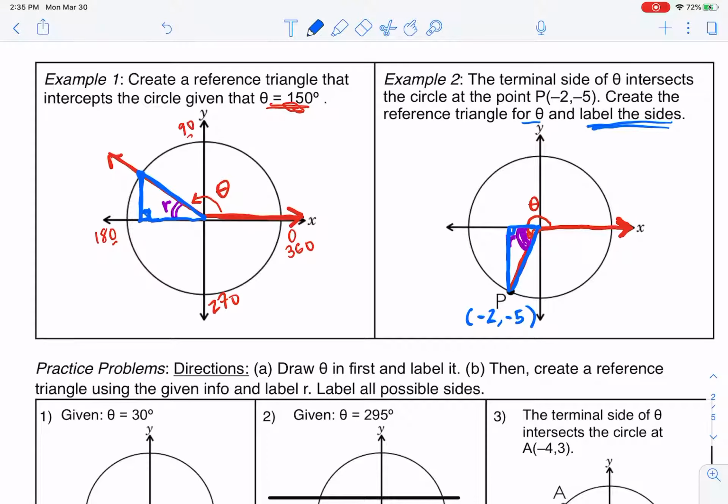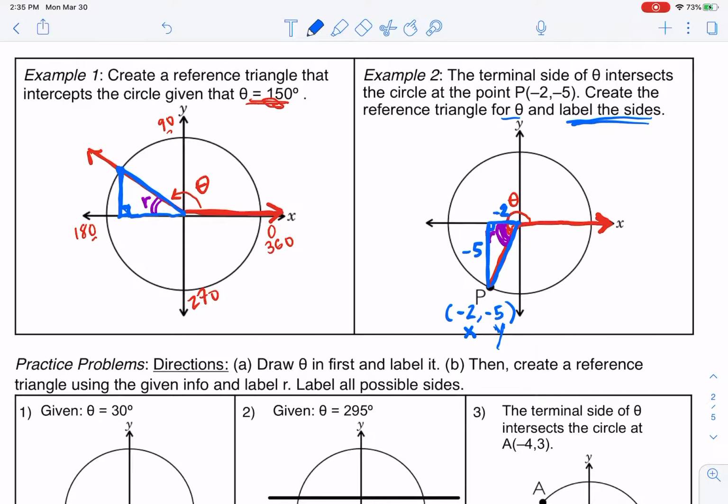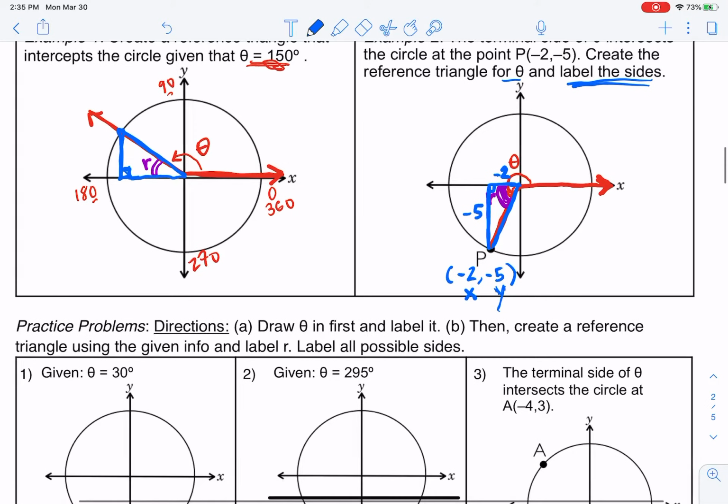All right, so we do need to label our sides. We need to remember x here represents a horizontal distance. So for this particular problem, the base of my triangle I would write as -2. My y value is my vertical distance, so I would label that side with -5. Okay, so those are the two examples. For the practice problems, you're asked to do things that are similar to what we did in these examples.